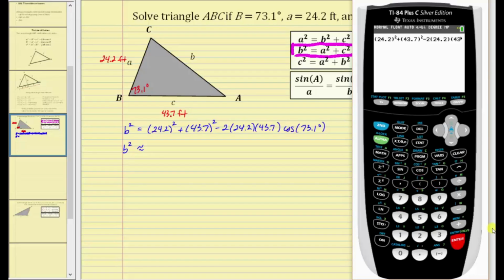And press enter. And this is the value of b squared. Let's round this to 4 decimal places, but then we'll also store it in the calculator so we can have the exact value. So we have 1880.4716 to 4 decimal places.